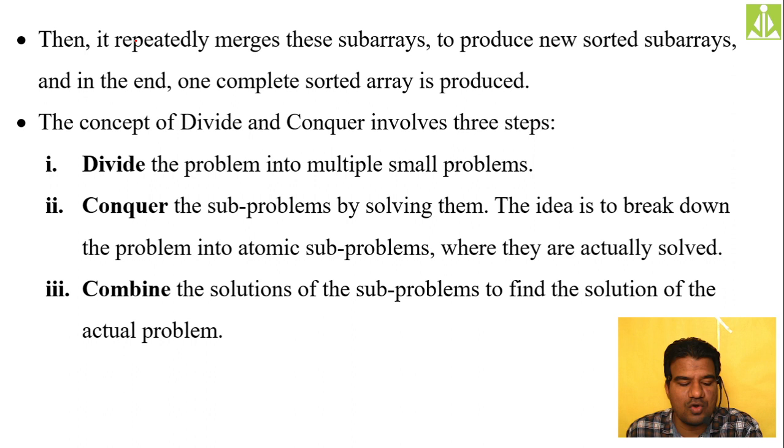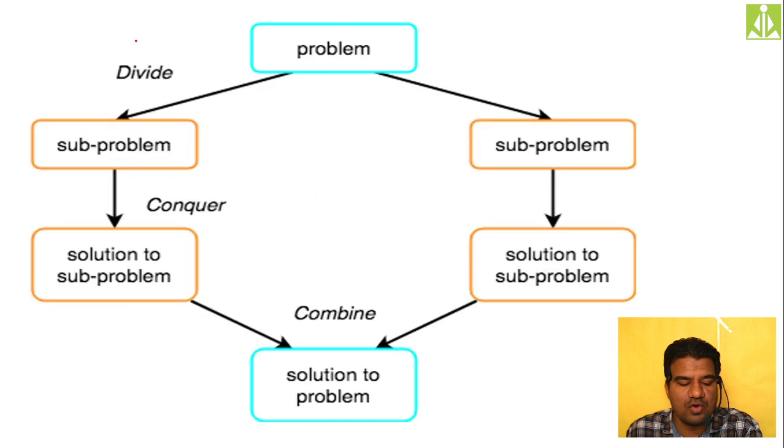Simply what we are doing, we are subdividing the problems until the problem itself becomes the solution. Combine the solutions of the sub problems to find the solution of the actual problem. After finding the solution of each sub problem, simply combine those solutions to get the actual solution to the big problem, the actual problem.